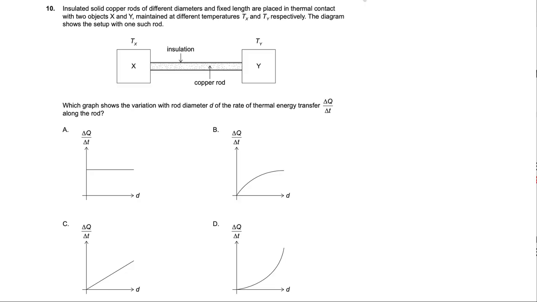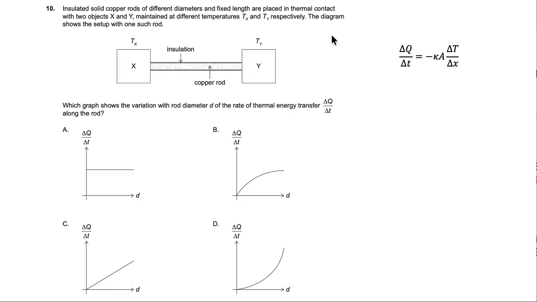It's the usual one, which is our delta Q over delta T equals minus kappa times A delta T over delta X. So let's go through these. Our kappa is to do with the material, so we don't need to worry about that at this stage. And delta T, delta X, well in this case it's going to be the change in temperature between Tx and Ty, and then this distance.